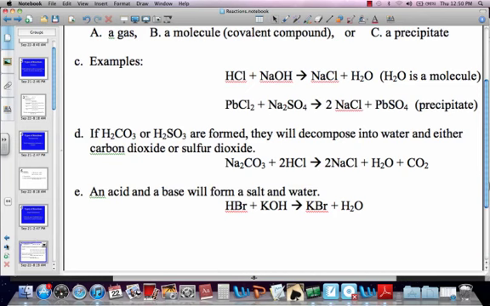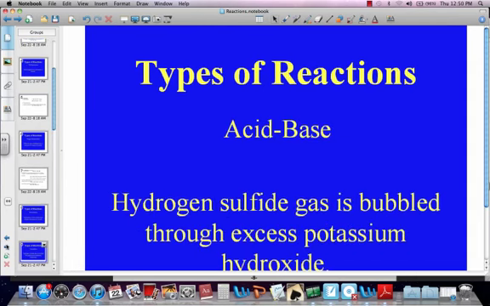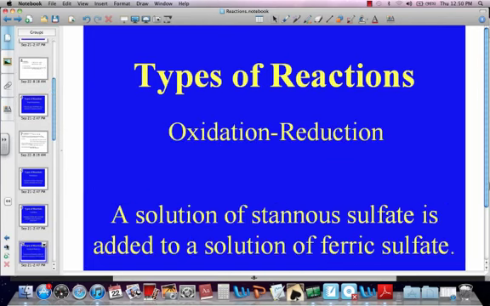Go ahead and try the next three types of reactions. They're all double replacement. Two couples going to prom, switch the dates. Solutions of silver nitrate and sodium chromate are mixed. Hydrogen sulfide gas is bubbled through excess potassium hydroxide. And a solution of stannous sulfate is added to a solution of ferric sulfate.